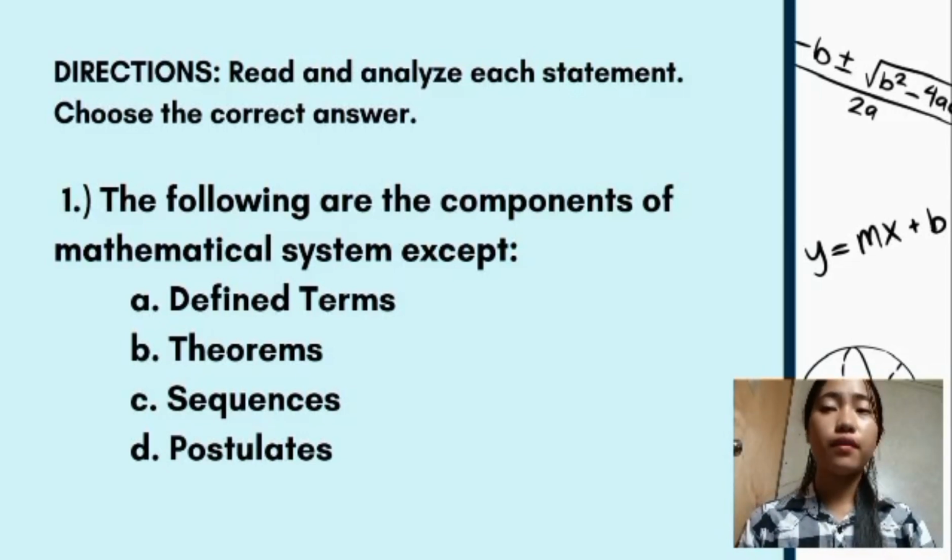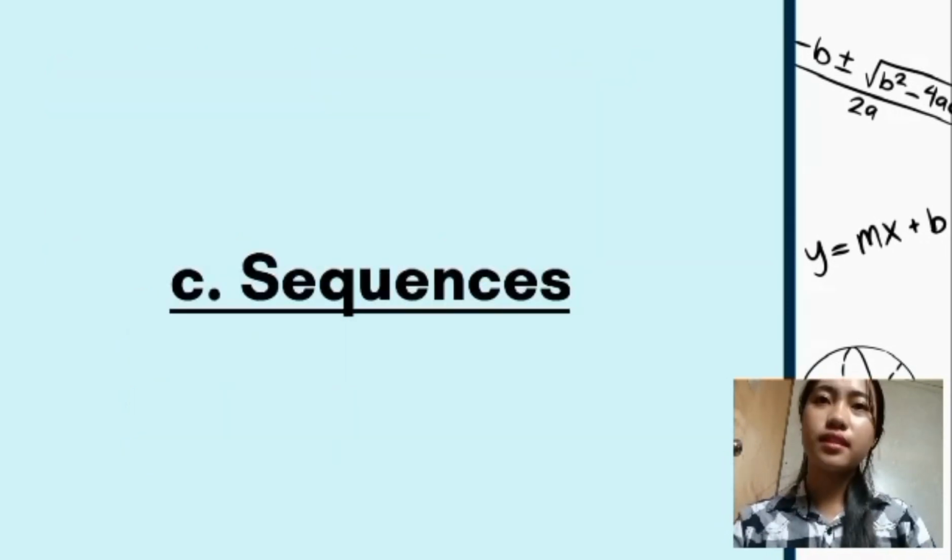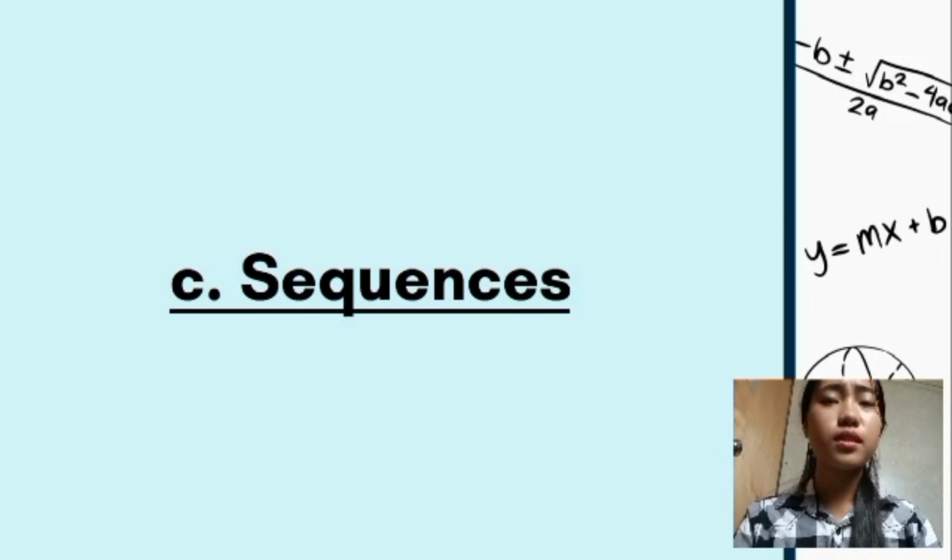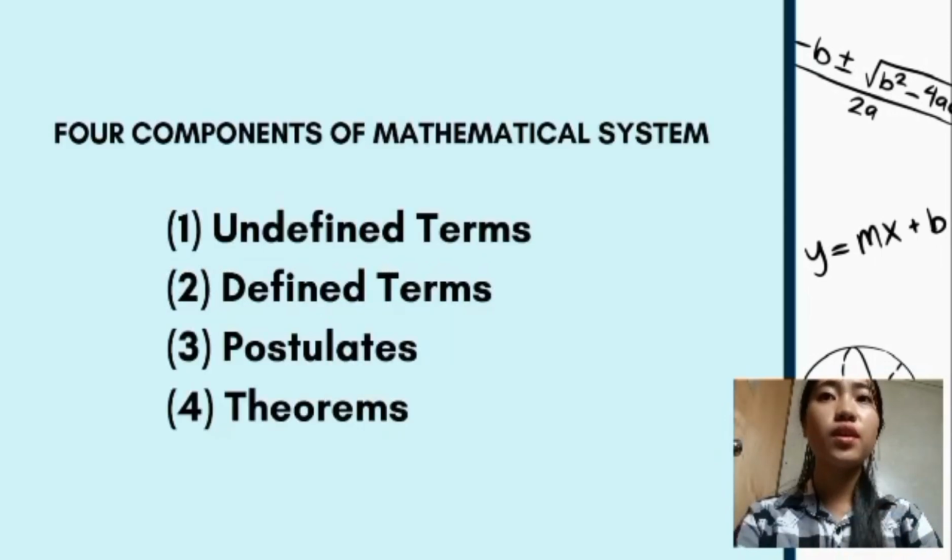For number 1, the following are the components of the mathematical system except: letter A, defined terms; B, theorems; C, sequences; and D, postulates. What do you think is not a component of the mathematical system? Correct, it's letter C, sequences. So what are the four components of the mathematical system? We have the undefined terms, the defined terms, postulates, and theorems.